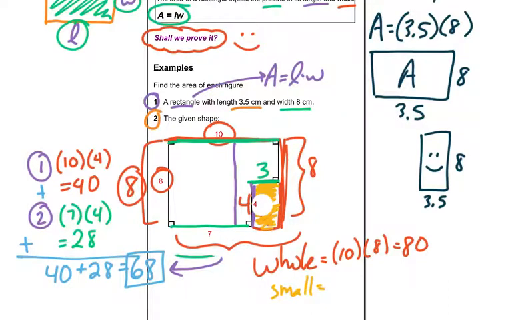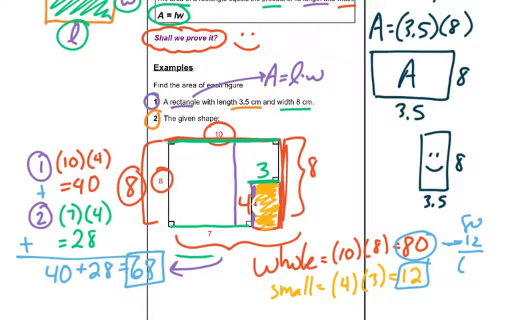That is an area of 4 times 3, which is 12. Great, that's the yellow area here. But we're not going to add them, right? That's too much. We're going to subtract the whole minus the small. And 80 minus 12, you guessed it, it is 68.